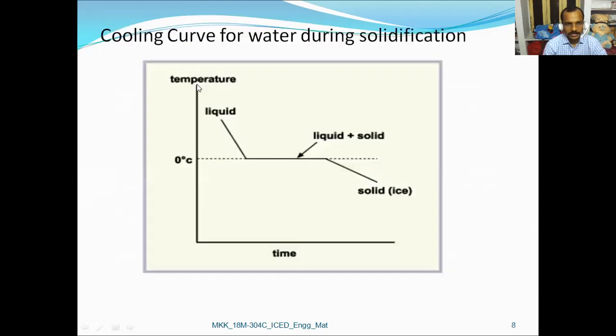So let us have a look at the graph between time and temperature, the thermal equilibrium diagram. This is at 0 degrees centigrade, and this is the liquid form. This is the solid form, liquid changing into solid. At 0 degrees centigrade, liquid plus solid. This is the thermal equilibrium.